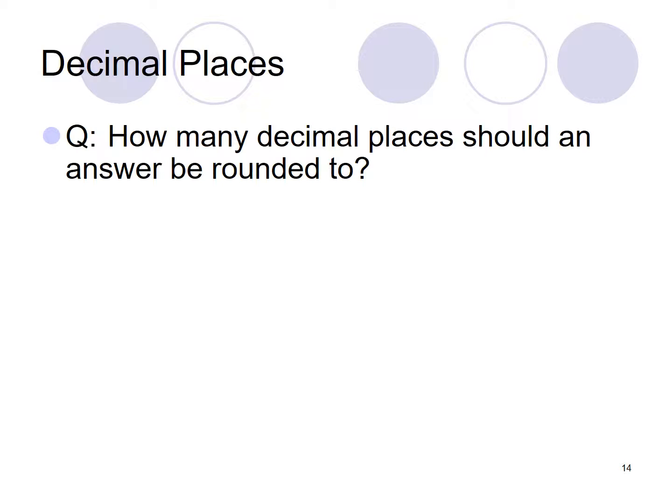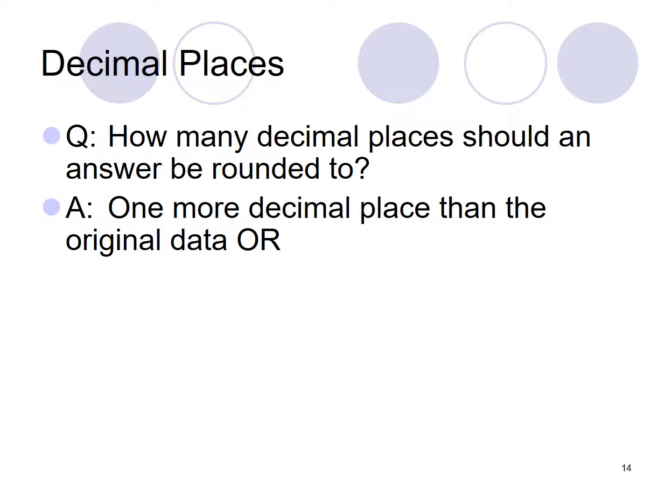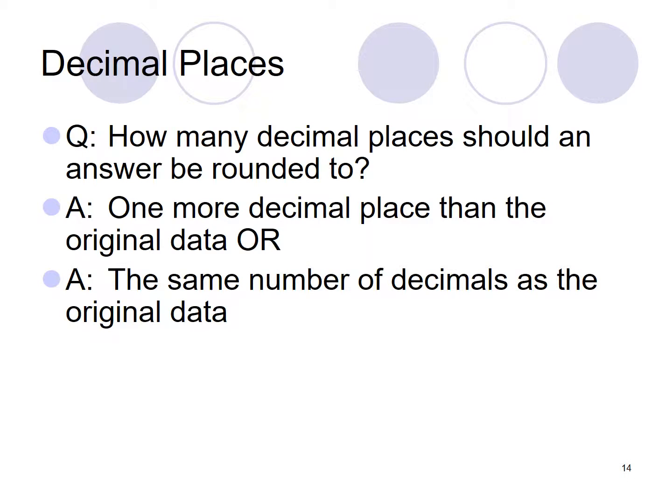Okay, how many decimal places should an answer be rounded to? That's a question students often ask me. Well, there's a number of answers. One more decimal place than the original data. Roughly if you started off with 2, maybe give your answer up to 3. Or have some sort of connection with the original data, or the same number of decimal places as the original data. So it just depends, but roughly we don't want to see 27 decimal places. So if I give you a question and there's 2 decimal places, then maybe give me back either 2 or 3 decimal places in your answer.